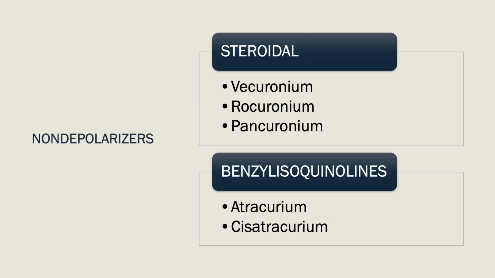Don't do that. All right, I mentioned this earlier, but our non-depolarizers are broken down into 2 categories. Our steroidals, remember, let me mark it up for you now that I'm in the marking phase of the presentation. Ron is on roids. Steroidals: vecuronium, rocuronium, pancuronium. These are competitive antagonists. They inhibit the action of acetylcholine, resulting in muscle relaxation. You only need them down to 1 alpha subunit.